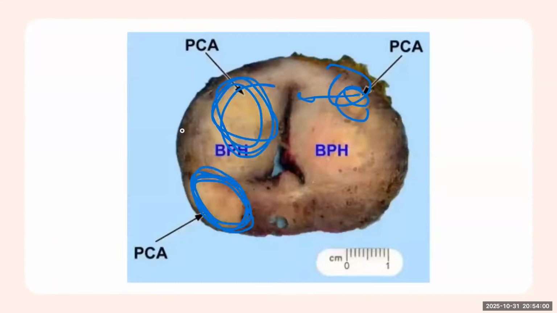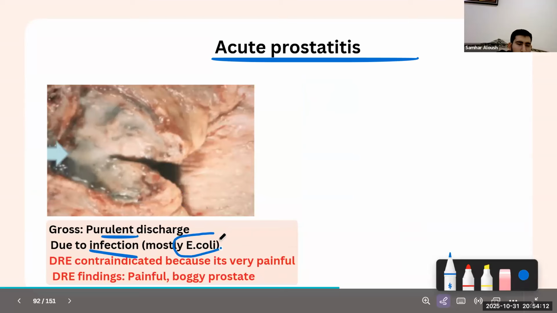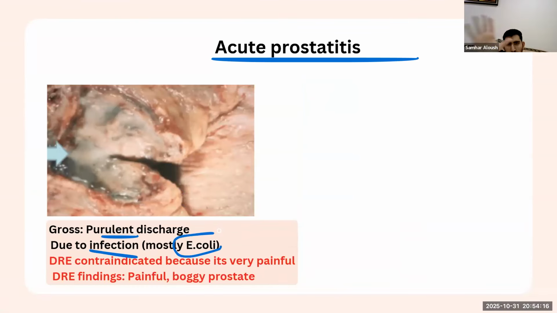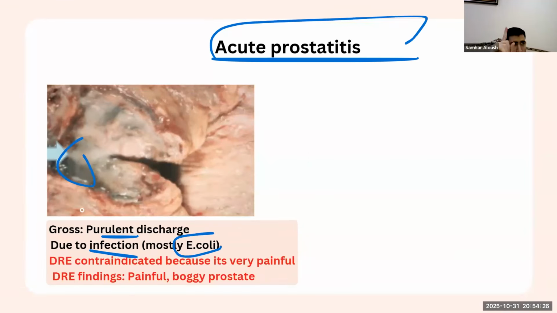Yes, clear. Okay. Now we have acute prostatitis, where the prostate is inflamed. Grossly, it will have purulent, bacterial discharge due to infection, most likely E. coli. Anything in the UTI and renal, it's E. coli except specific cases, which I'll explain in micro. So acute prostatitis is E. coli. Here we have purulent discharge. We can't do DRE in acute prostatitis. It's a question in the exam.